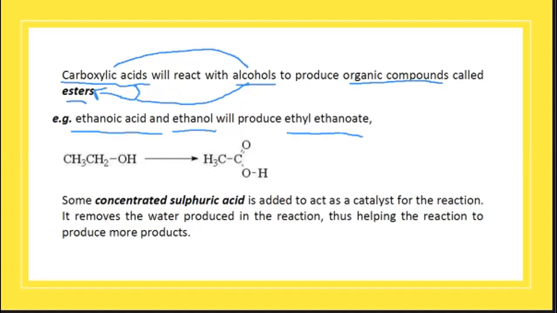Some concentrated sulfuric acid is added to act as a catalyst for the reaction. It removes the water produced in the reaction, thus helping the reaction to produce more products. Concentrated sulfuric acid must be present for this reaction to take place. Why? Because it removes water. You have an OH group here, and you have an OH group here. You have C double bond O, OH, and you have OH.